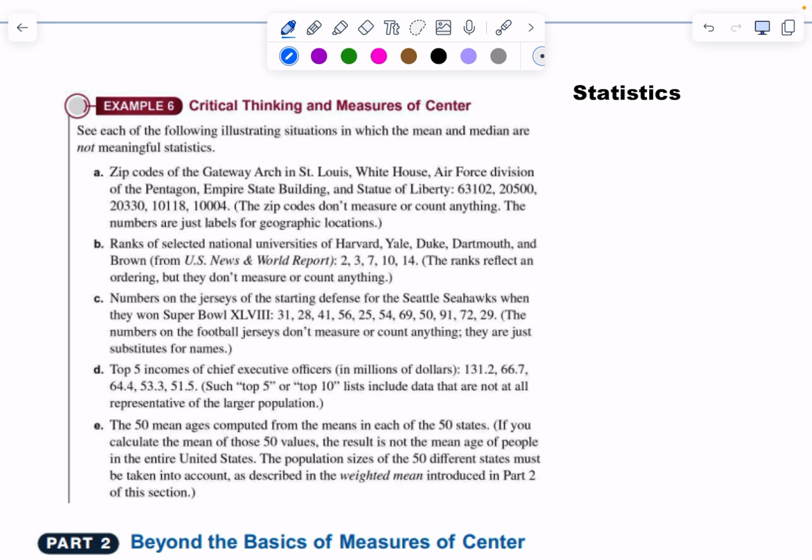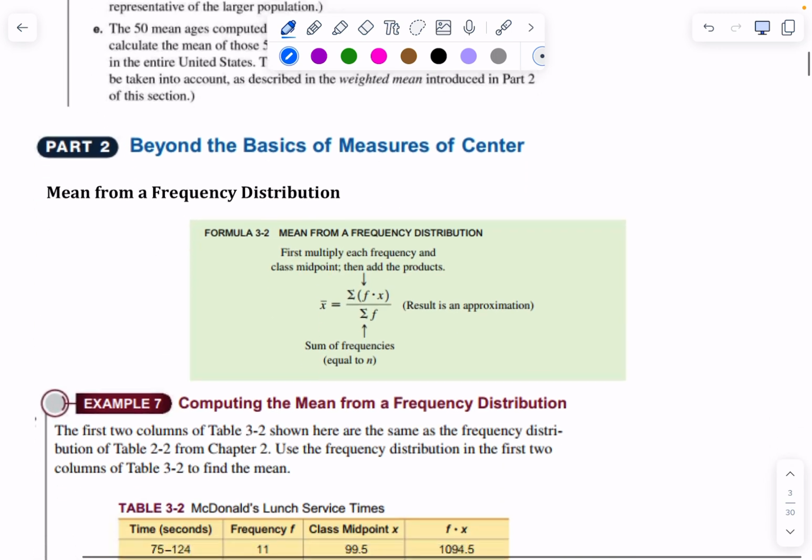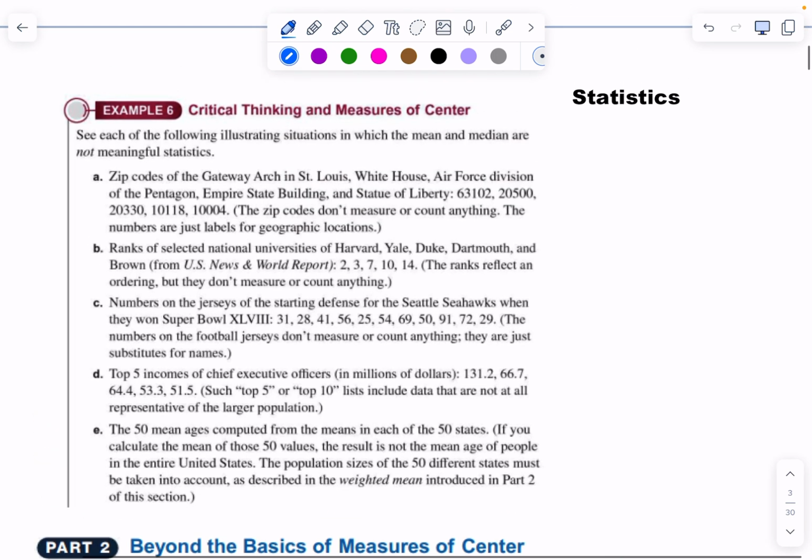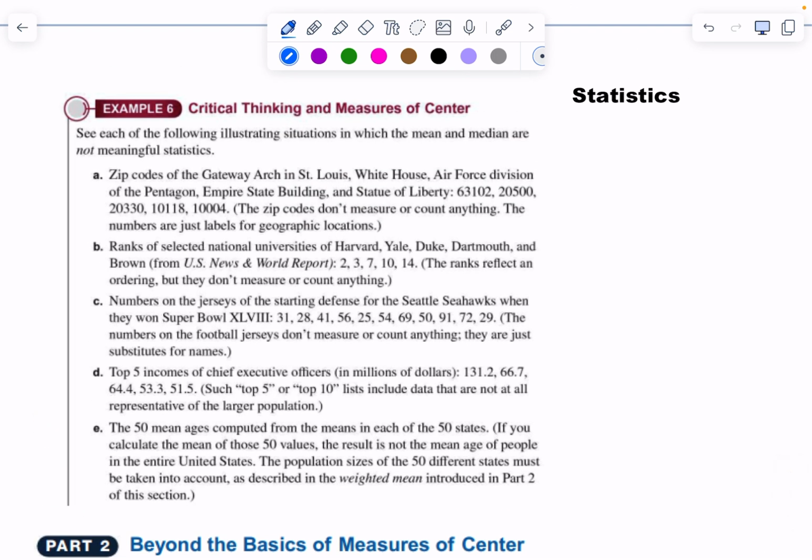Yeah, there is a lot. Now we got to talk. So part 2 is weighted averages. Oh, that's what we did. Yeah, kind of. Okay. All right, let's talk example 6.